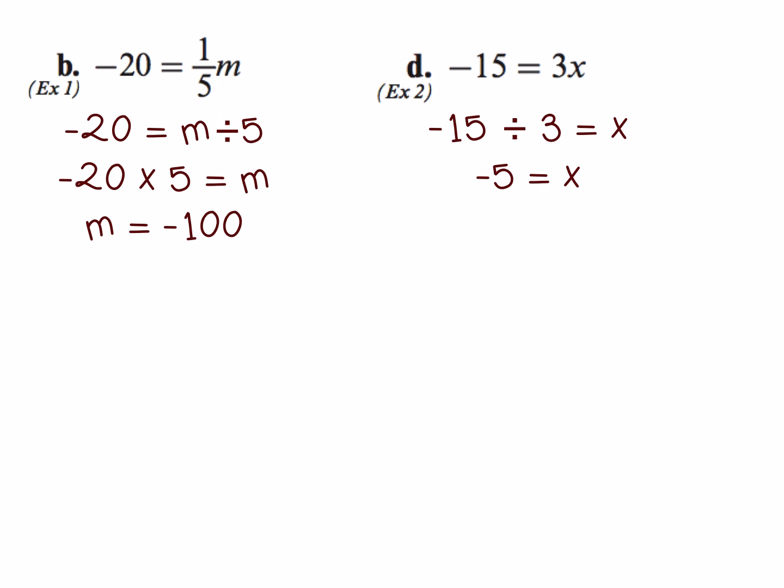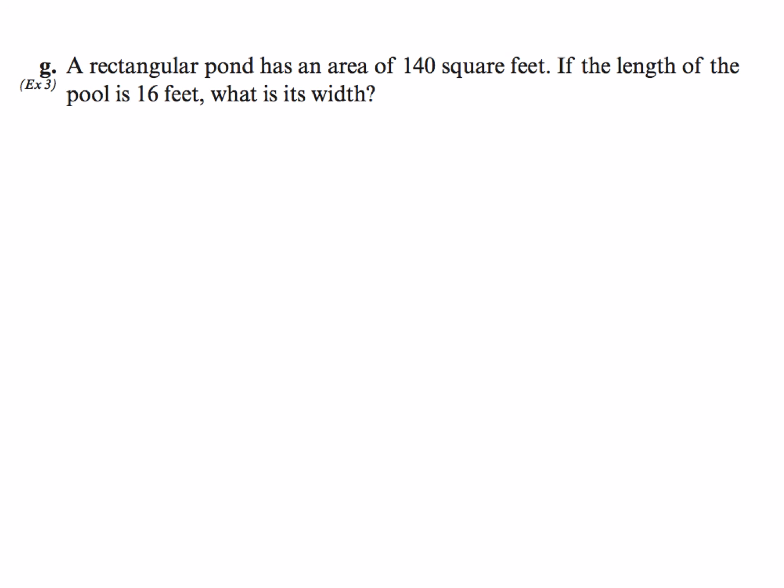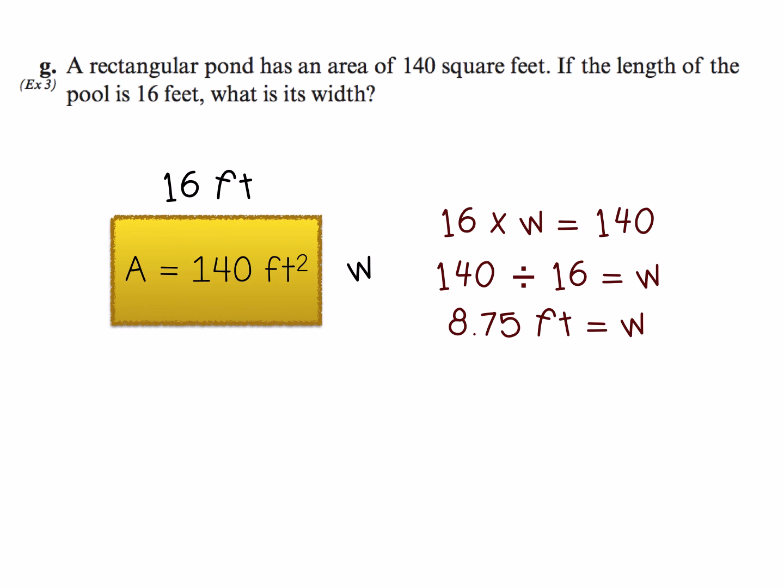And there was one word problem that you were supposed to solve. A rectangular pond has an area of 140 square feet. If the length of that pond is 16 feet, what is the width? So let's draw the picture. And then again, you can see that instead of creating the fact triangle, I have just written my original equation. 16 times w is 140. I've now rewritten that as a division equation, and I've solved for the width, and I got 8.75 feet. So that's how we solve multiplication and division equations using fact triangles.